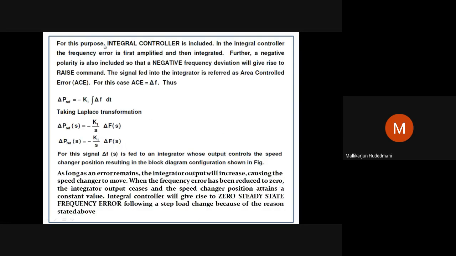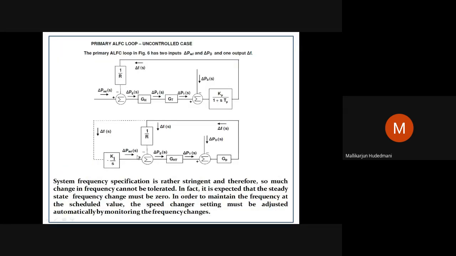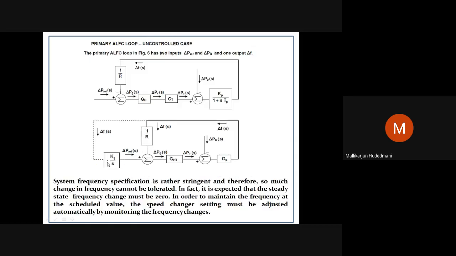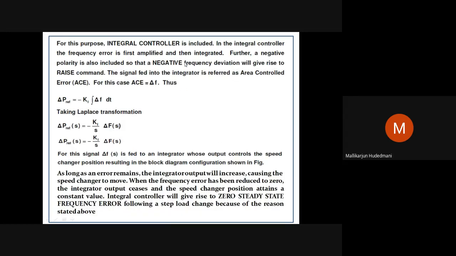You can see the purpose of the integral controller is this: whatever error is to be nullified, and the dynamics of this particular response to be improved, we need to set the reference point. Hence, the integral controller is incorporated. The negative polarity indicates that there is a raise command. You can see this is minus here. Minus gain divided by integral, where the minus sign indicates the error needs to raise the command, open the valve or set an increased set point to the governor to operate more and more for the requirement.